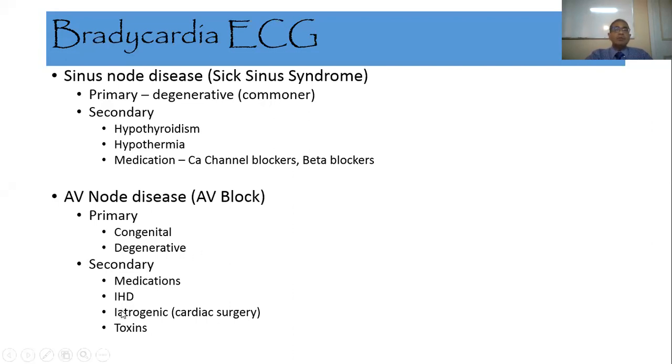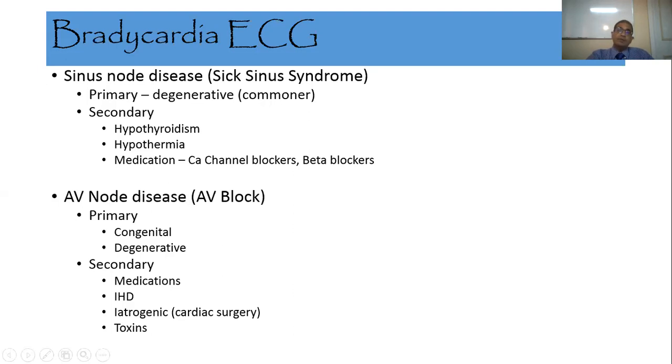And of course, sometimes after cardiac surgery, we see these complications because of the manipulation of the heart, and the impinging of the various cardiac devices that they put into the heart can cause AV node dysfunction. Toxins also, particularly toxins like Kaneru poisoning, for instance, can cause AV node disease. So basically these two, sinus node disease and AV node disease, are the two conditions which cause bradycardia, right?